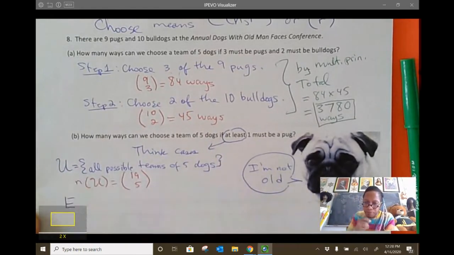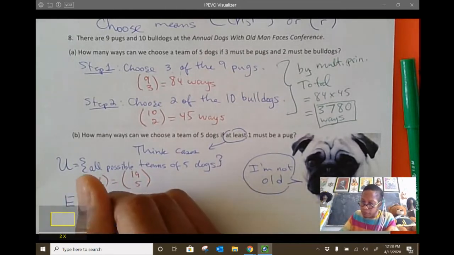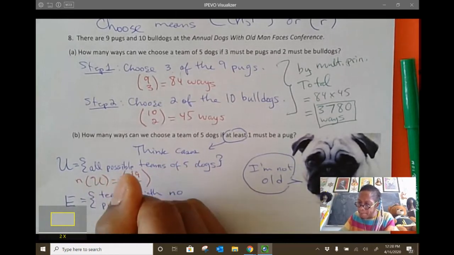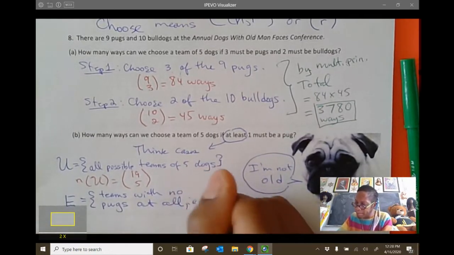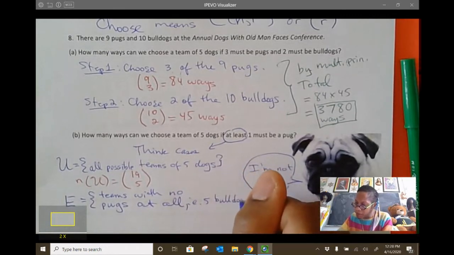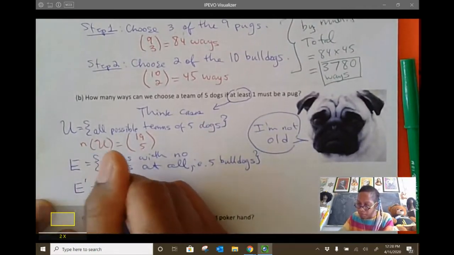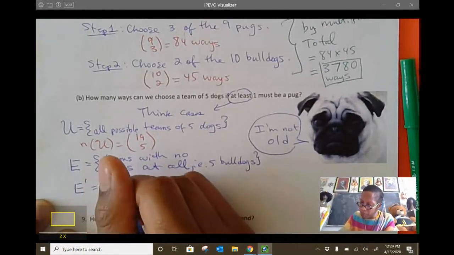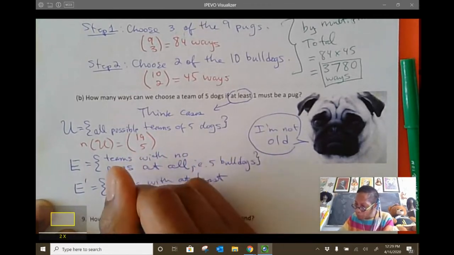And so what we want to count is, well, let's let E be the set of teams with no pugs at all. No pugs at all, meaning we have only bulldogs. So you might say, well, that's not what the question is asking. Well, let's think about what E prime is. E prime is the opposite of this. If E is the teams with no pugs at all, then E prime must be the teams with at least one pug.